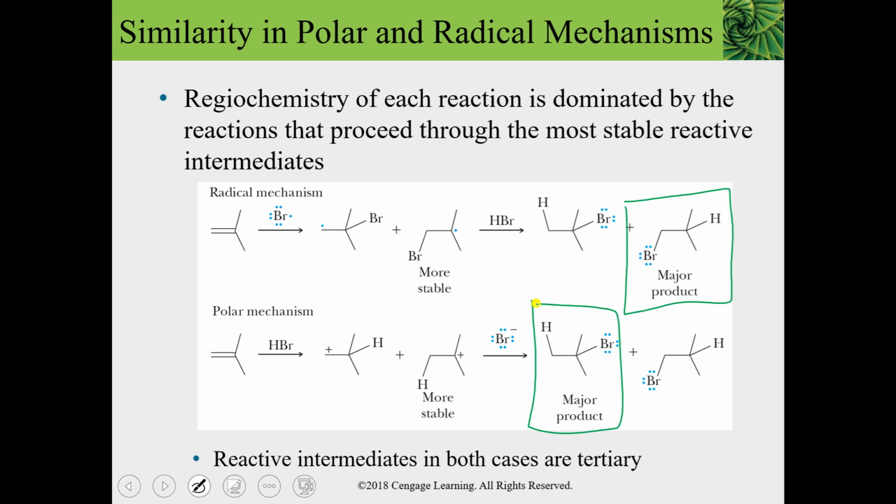Reactive intermediates in both these cases will be tertiary because that is the more stable, whether it's a radical or a carbocation with the polar mechanism. Radical mechanisms, we get a radical intermediate. With polar mechanisms, we get a carbocation intermediate. So in both cases, it's the tertiary that is the most stable intermediate. But in radical mechanisms, we're going to get anti-Markovnikov, so the bromine goes to the less substituted carbon. But in polar mechanisms, we follow Markovnikov, and the bromine will attach to the most substituted carbon.